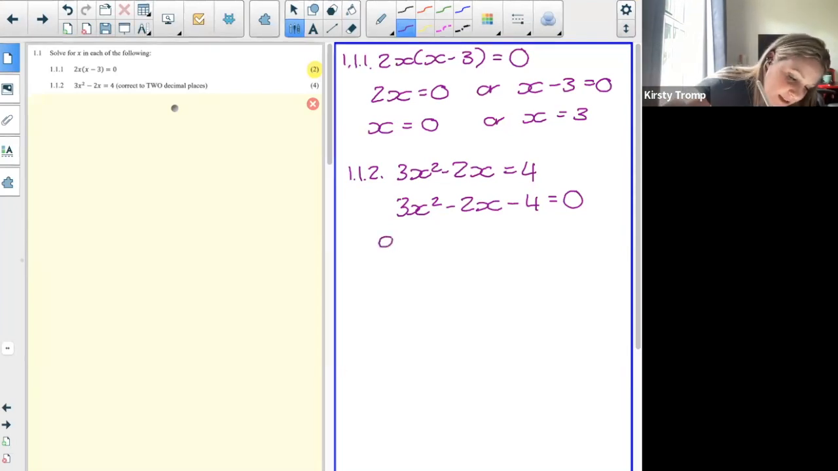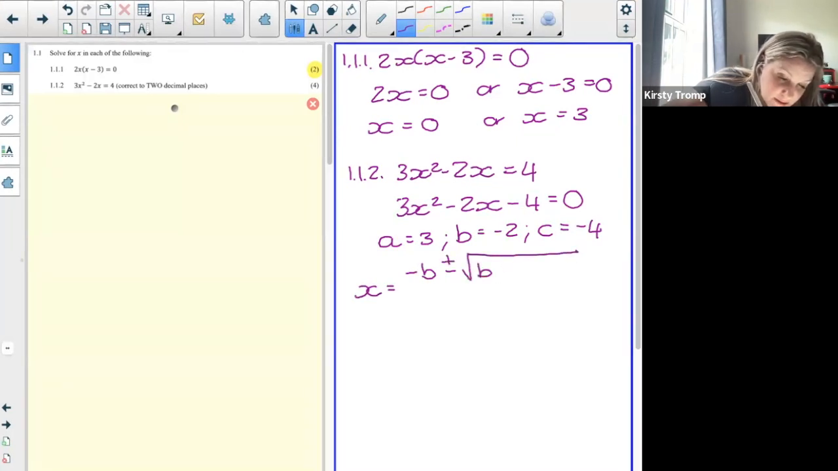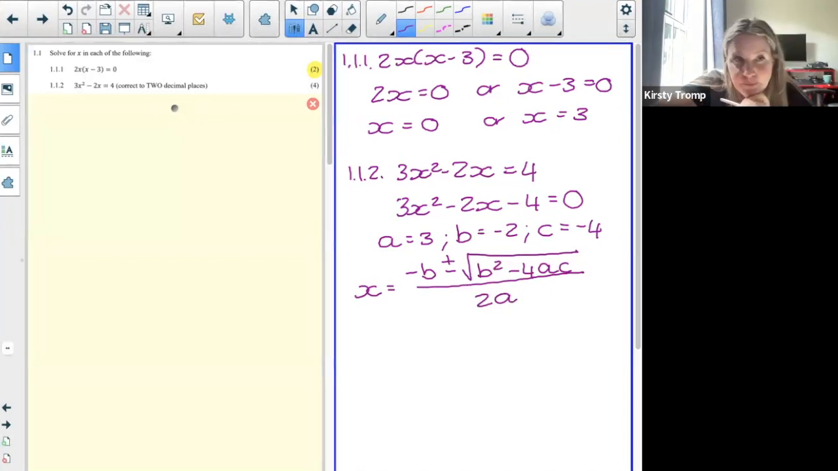I like to tell myself now, a equals 3, b equals negative 2, c equals negative 4. Just a habit I get into. It makes more sense for me. I like to have everything written down. So x equals negative b plus minus square root of b squared minus 4ac, all over 2a.